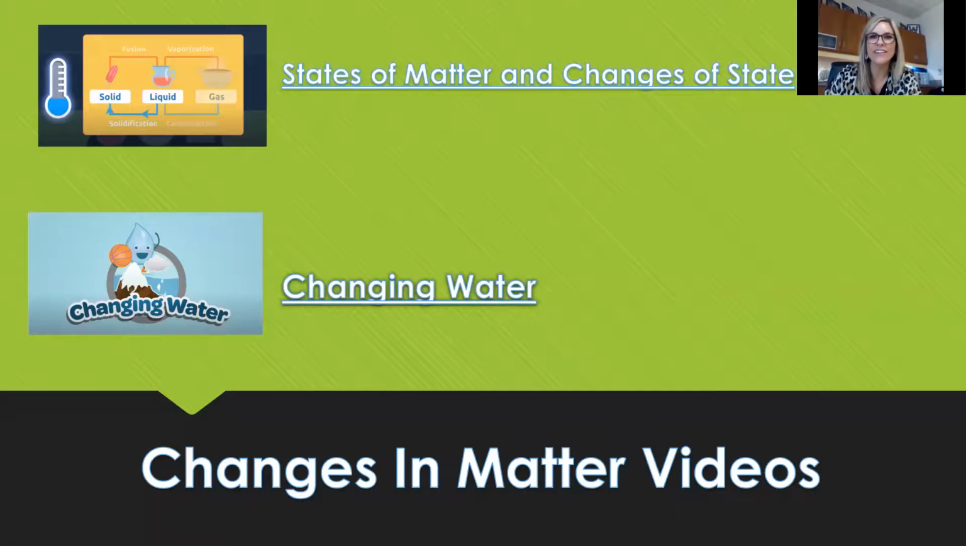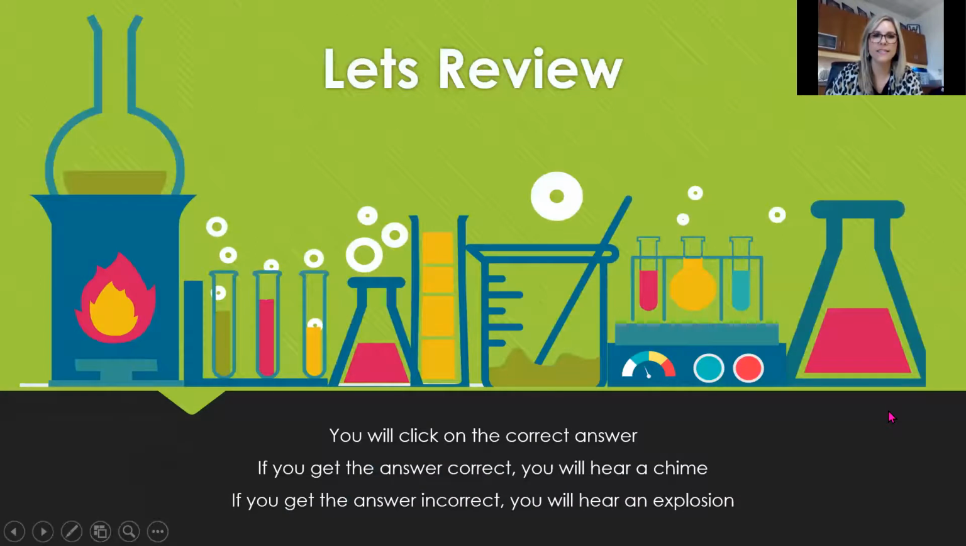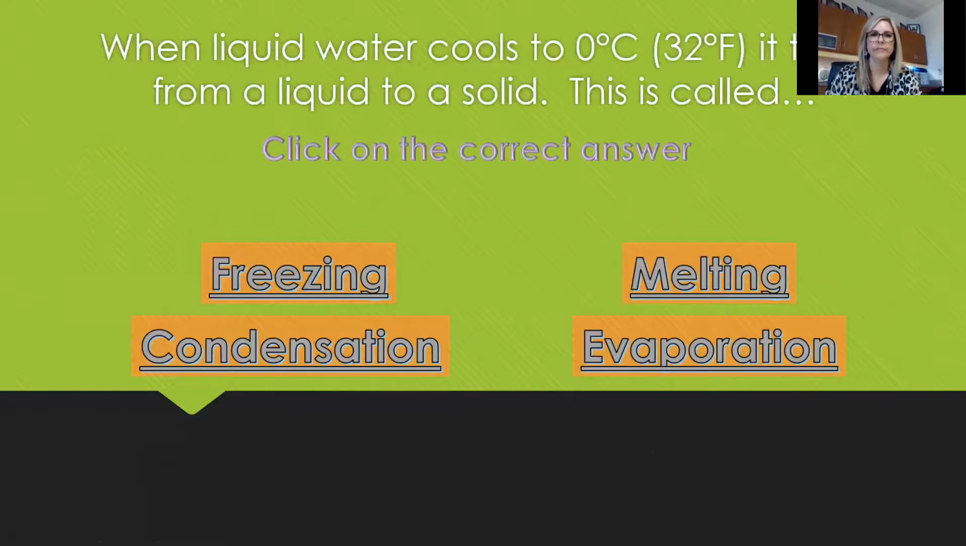So let's go back. We're going to do a quick little review. And let me get back into our PowerPoint. And let's take a look and see what you learned, okay? All right, we're gonna review. Remember, if we click on it and we hear a chime, it means we got the answer right. If we click on it and we get it wrong, we're gonna hear an explosion.